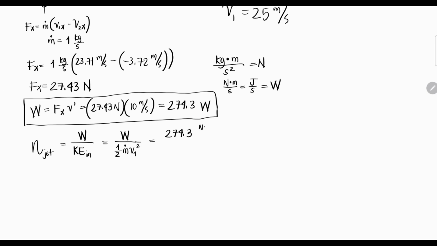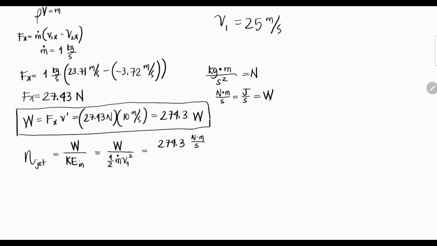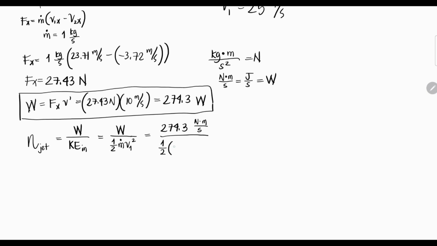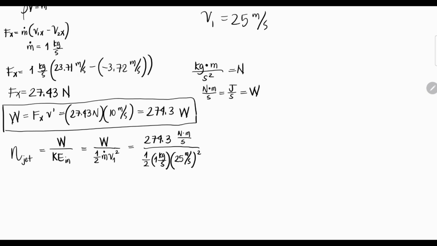Lagyan na natin yung Newton meter per second para makita natin yung cancellation of units mamaya. 1/2 m, that is 1 kilogram per second. And then V1 squared, that is 25 meter per second squared. Yan. So ngayon, magkakaroon tayo ng unit analysis. So, Newton meter per second over kilogram per second times meter squared over second squared.